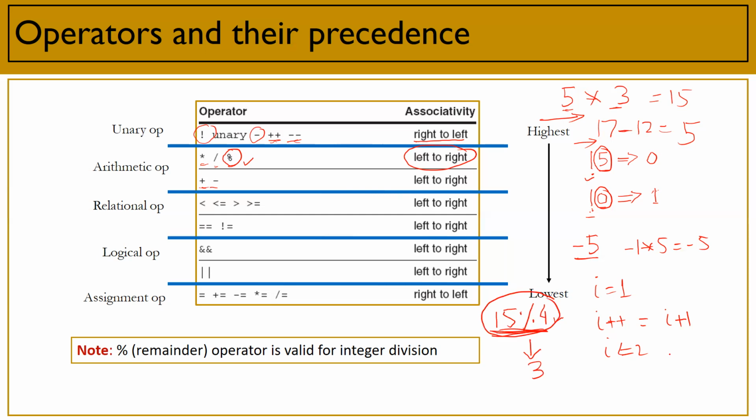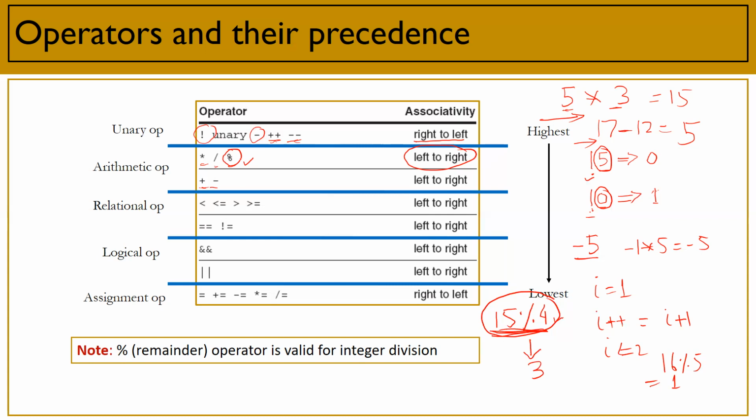Similarly, if I write 16 % 5, when I divide 16 by 5, I get 1 as a remainder. So this is the outcome of the remainder operator. The remainder operator gives you the remainder when the left side integer is divided by the right side integer. Keep in mind that this remainder operator is only applied when both the operands, both the data, are integers.